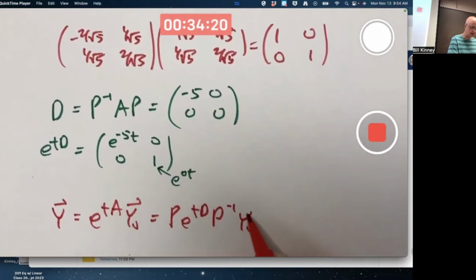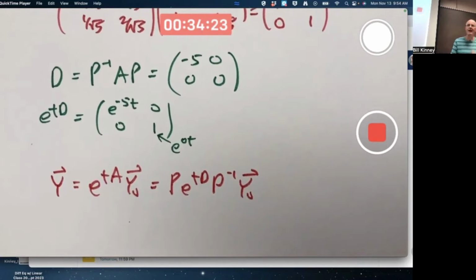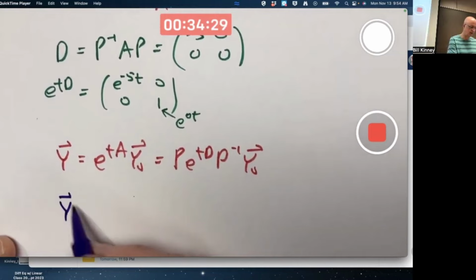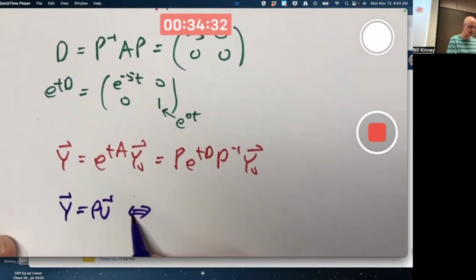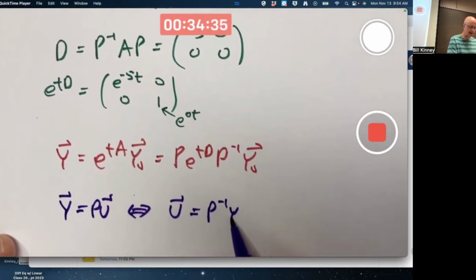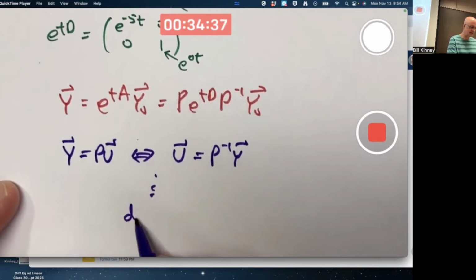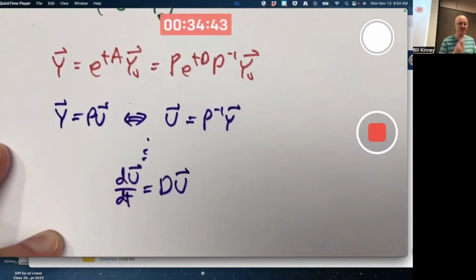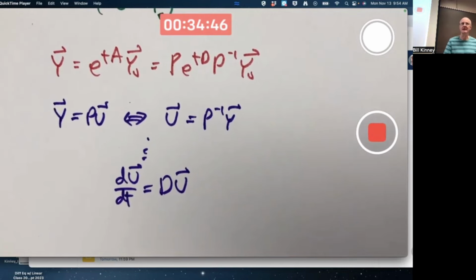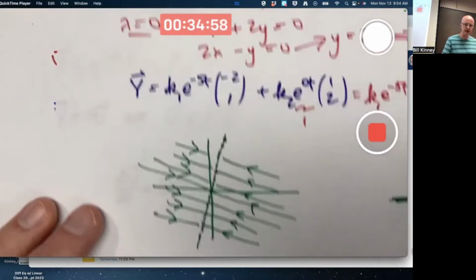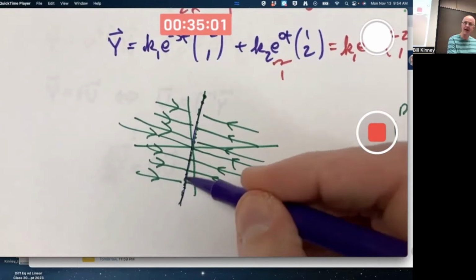I won't actually do the calculation. And as always, this corresponds to change of coordinates. Y equals PU, equivalent to U equals P inverse Y. And ultimately, the system in U coordinates would be U prime equals DU, and that'll be a completely decoupled system in general when D is diagonal. And then in this case, it's really simple. And the coordinate changes, the skewed coordinates, do correspond geometrically to the eigenvector directions along that line and this line.